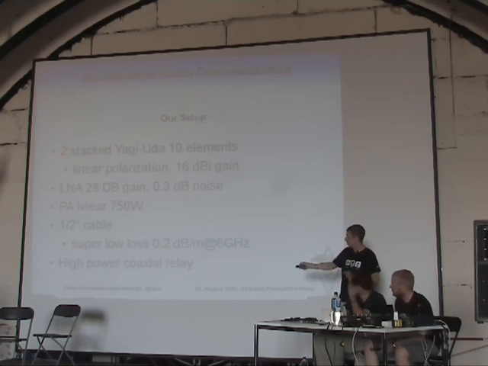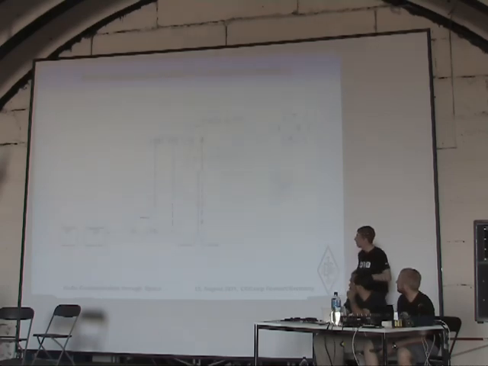And we're using a high-power coaxial relay between the power amplifier and the low noise amplifier, because the low noise amplifier is very sensitive to incoming power. So if you have got a bad coaxial relay, you are just burning your low noise amplifier, and that was your moonbounce action. So that's our setup.